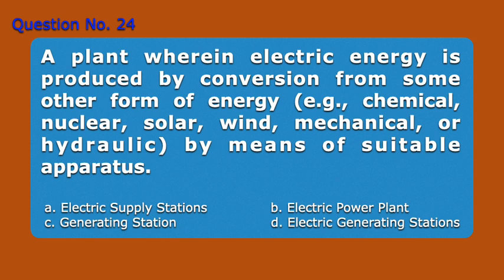Question number 24. A plant where an electric energy is produced by conversion from some other form of energy, e.g., chemical, nuclear, solar, wind, mechanical, or hydraulic, by means of suitable apparatus. A. Electric supply stations. B. Electric power plant. C. Generating station. D. Electric generating stations. Answer: C. Generating station.